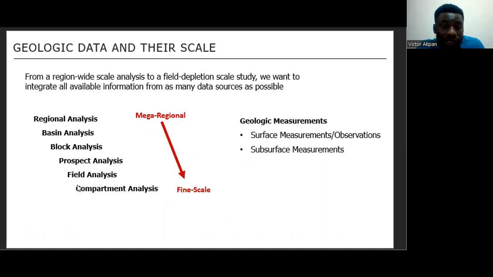So geological data and their scale. This is just showing us from a mega scale to a fine scale kind of data that we can use in formation evaluation, from the regional analysis, to basin analysis, to block analysis, to prospect analysis, to field analysis, and to compartment analysis. And from this understanding of the scale of geological data, we can get 2 kinds of geologic measurements: surface measurements and subsurface measurements.